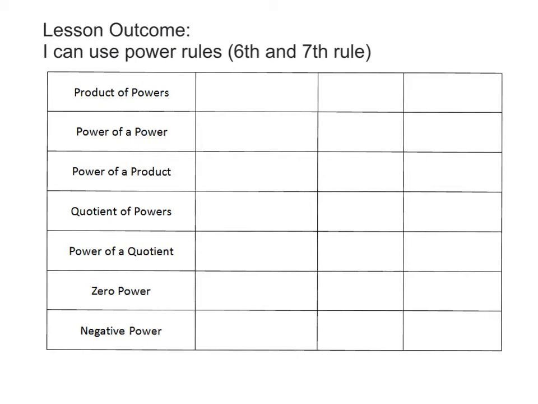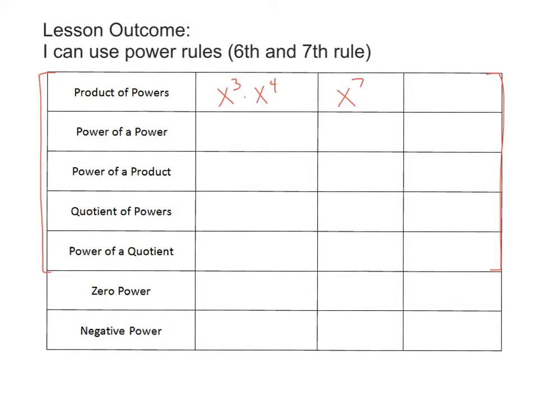The lesson outcome for this video is I can use power rules, the 6th and 7th rule. All right, so once again, I just want to remind you that we have already completed these 5 rules now. All right, product of powers, that is going to be an example of that really quick. X to the 3rd times x to the 4th will be x to the 7th.